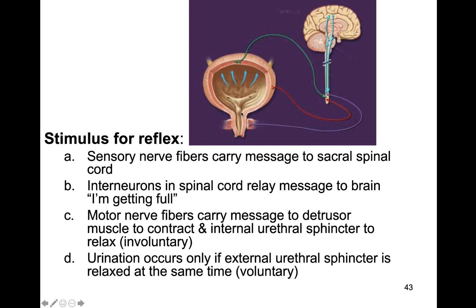That's what's making the internal urethral sphincter. So it's going to open, and then that's involuntary again. And then the urination is going to occur if you voluntarily open the external urethral sphincter. So they both have to be relaxed at the same time for the urination to take place.